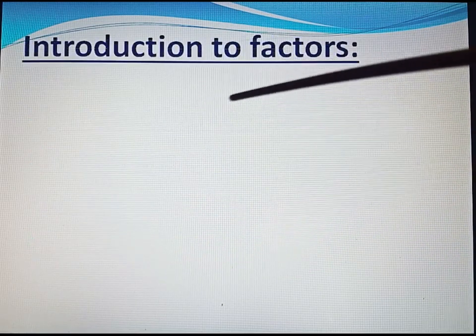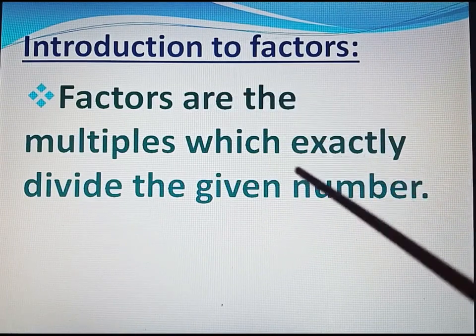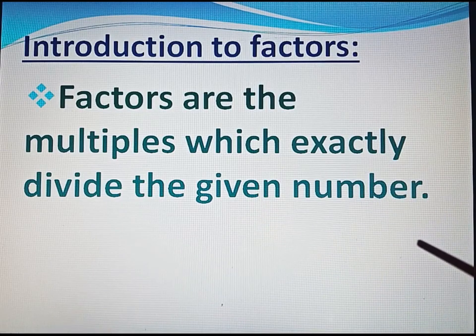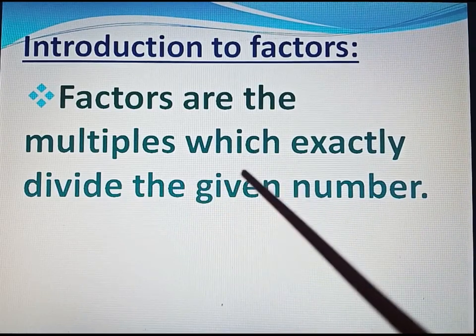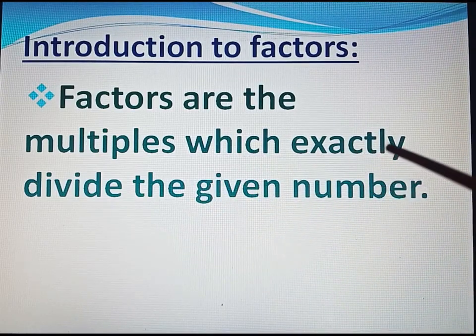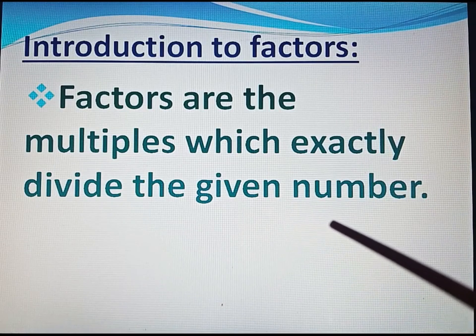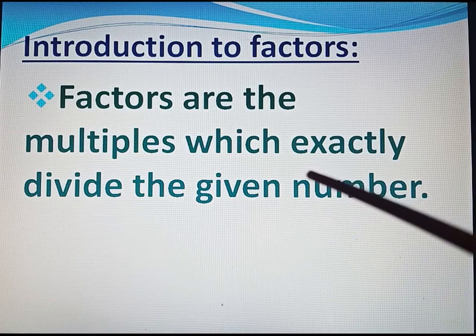Now, introduction to factors. Factors are the multiples which exactly divide the given number. Factors multiples हैं जो गिवन नंबर को एग्जैक्टली डिवाइड करते हैं. इसका मीनिंग आपका रिमाइंडर क्या होगा इसमें? ज़ीरो. If remainder is zero then that number is exactly divisible.